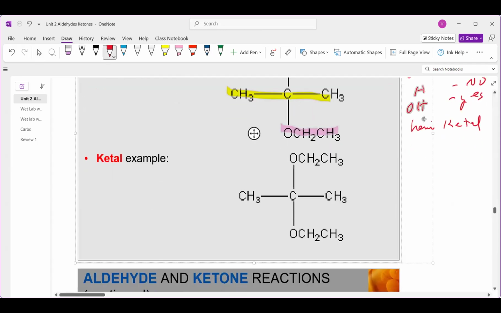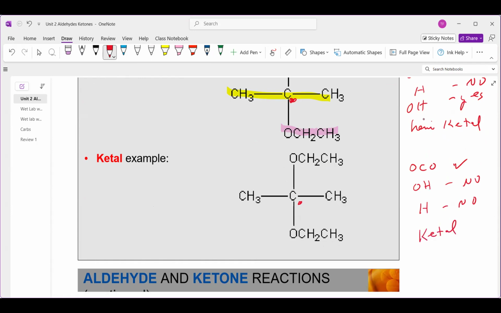This, yeah, OCO. So this is going to be the anomeric carbon there. OH, no, means it can't be hemi. And H, no. So that makes that a ketal.